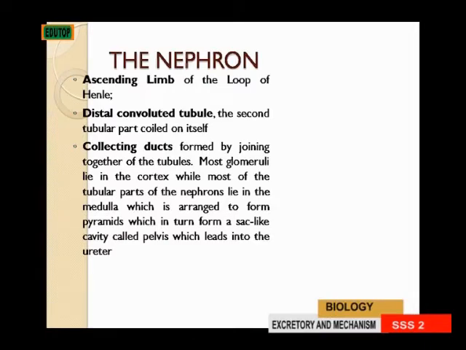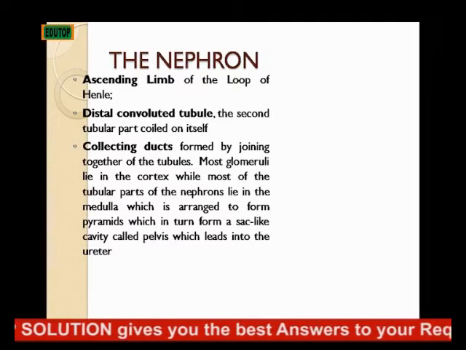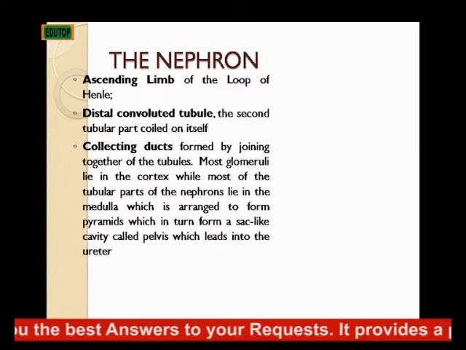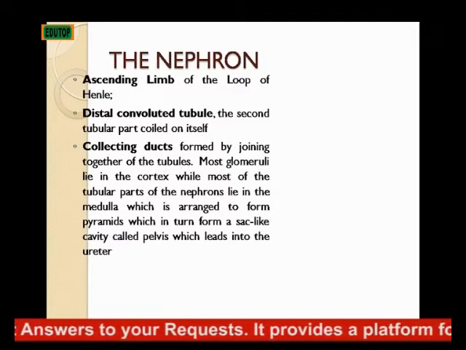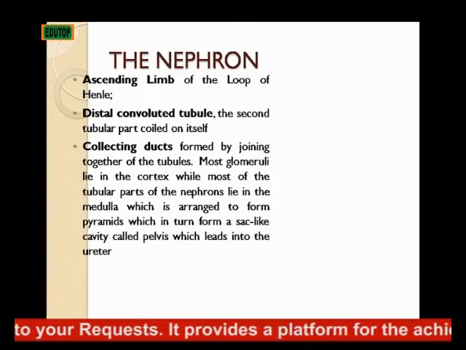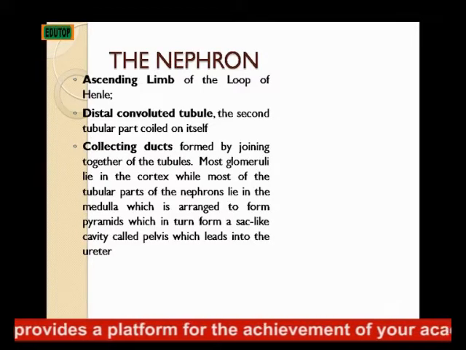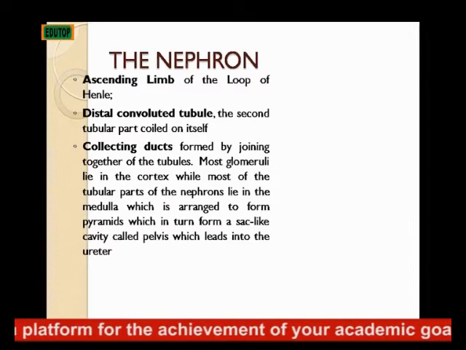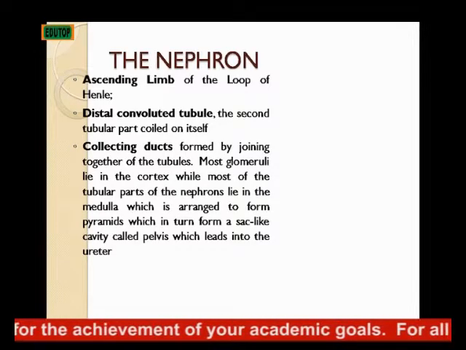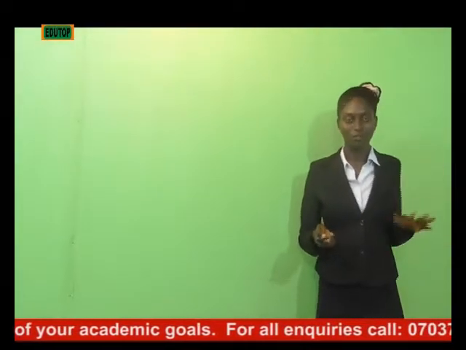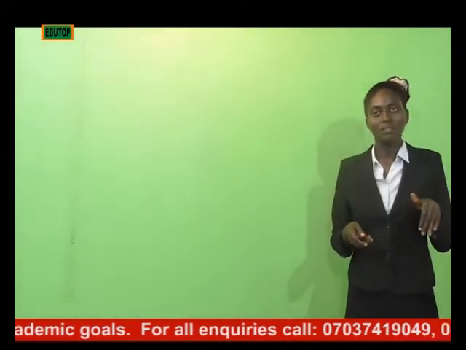Most of the glomeruli lie in the cortex, while most of the tubular parts of the nephron lie in the medulla, which is arranged to form pyramids. The pyramids in turn form a sac-like cavity called the pelvis, which leads into the ureter. The analysis of the nephron is a deeper look compared to when we're talking about the structure of the kidney.